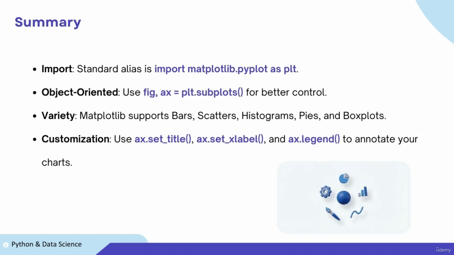To wrap up, here are the key takeaways to remember. First, always start by importing matplotlib.pyplot as plt. Second, embrace the object-oriented style. Using fig and ax gives you the control you need. Third, explore the variety. Whether it's bars, scatters, or histograms, the logic is always the same. Create the axes, then call the plot method. And finally, never forget to customize. Titles and labels are what turn data into a story.